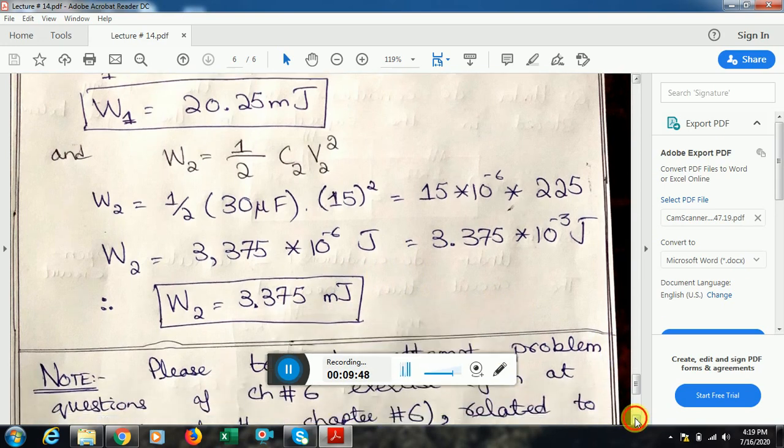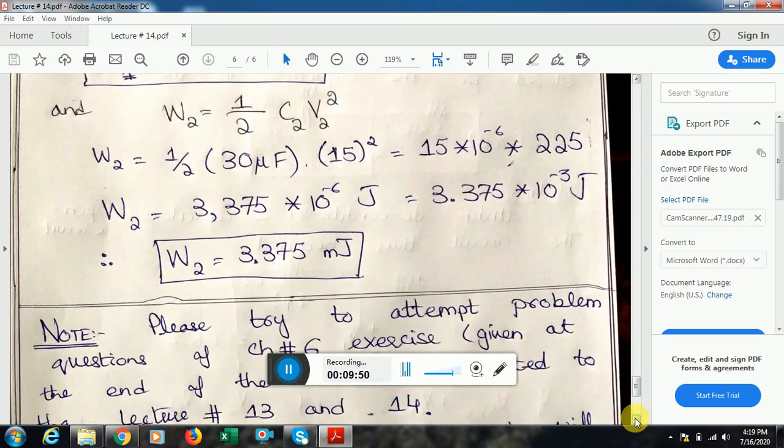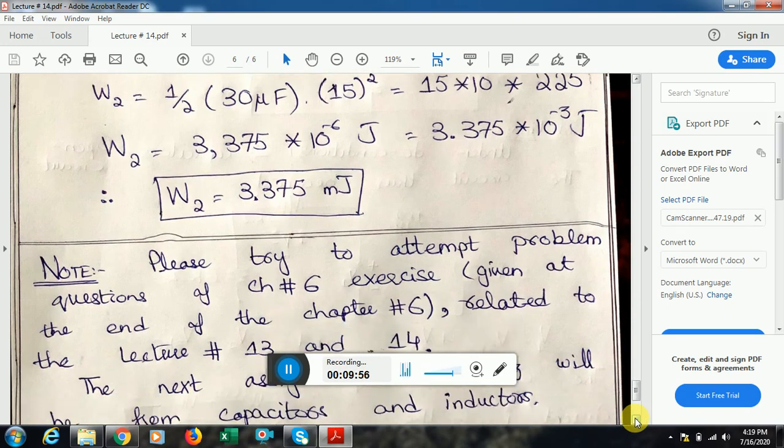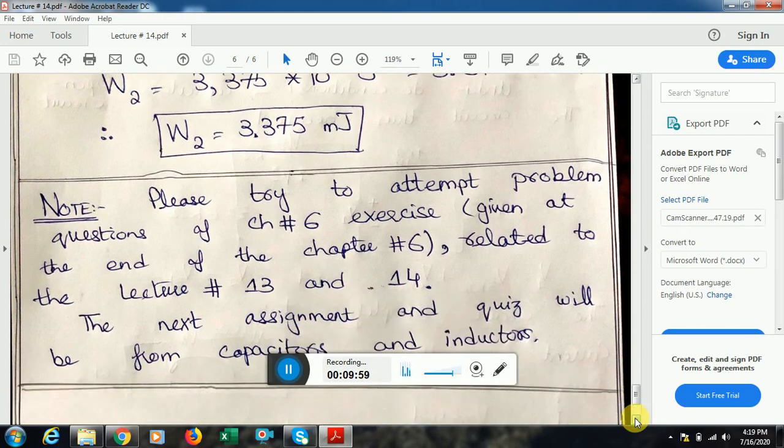So I have performed almost every single step for you in both the examples and the practice problems, and I would now expect you to please attempt the exercise problems given at the end of chapter number 6 related to this capacitors topic. And the next assignment and quiz will be from the capacitors and inductors topic, so please try to attempt these questions. In case you have any problems, please do let me know in the question answer session.